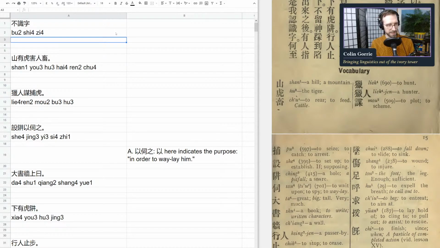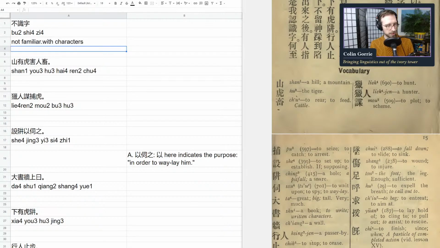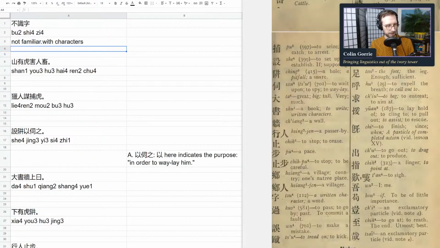So this is going to be something like, we had this 不 in a previous lesson. This is a negative marker. So not. 是, I believe, is something like familiar with or acquainted with. So not familiar with, and 字 is characters, written characters. So not familiar with characters. And I think, do we have some help on this in here?